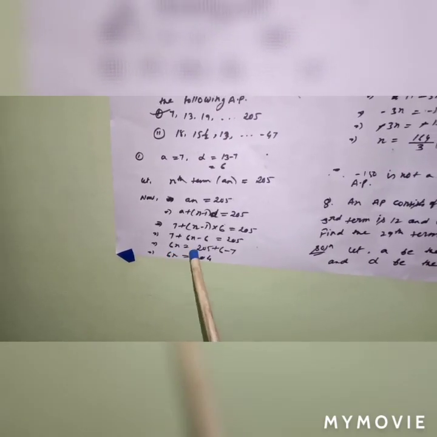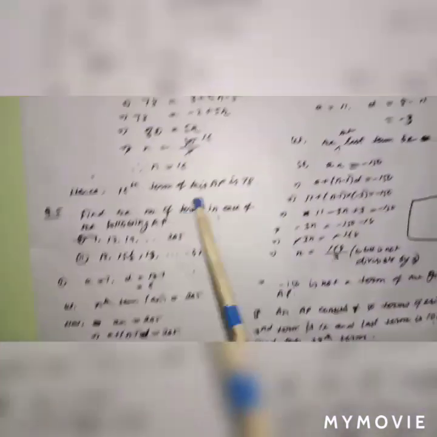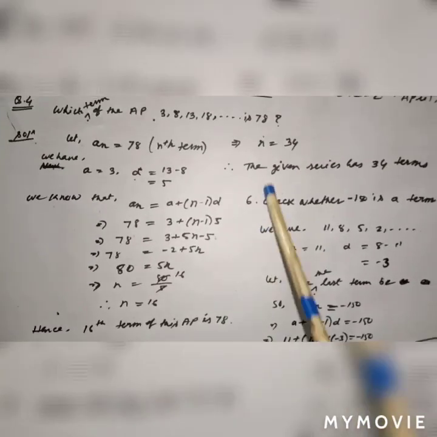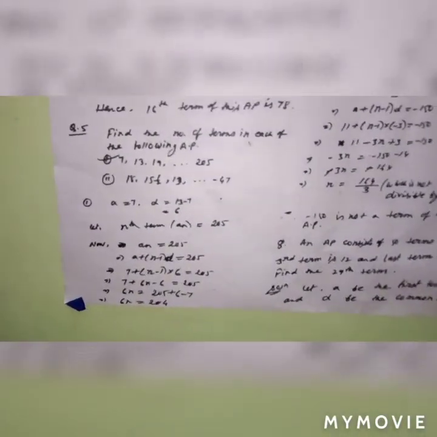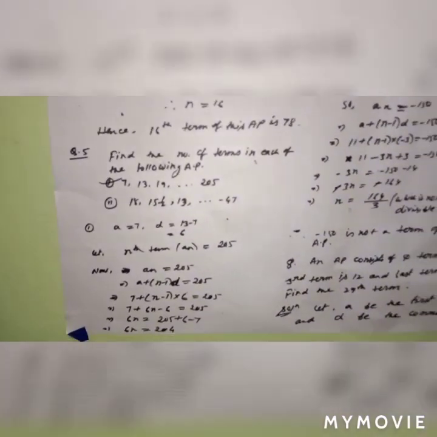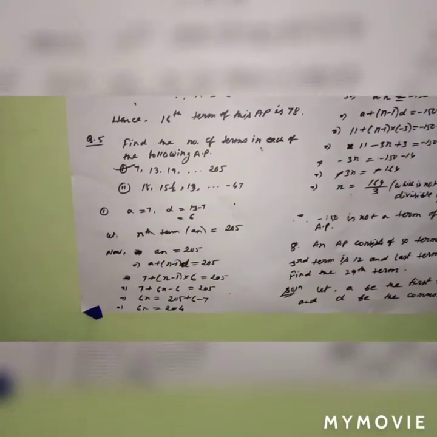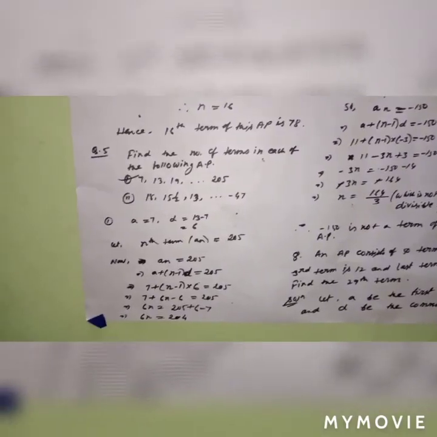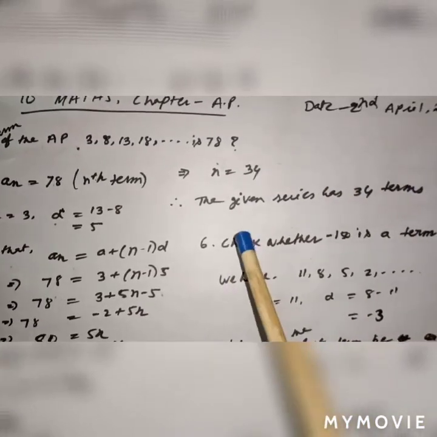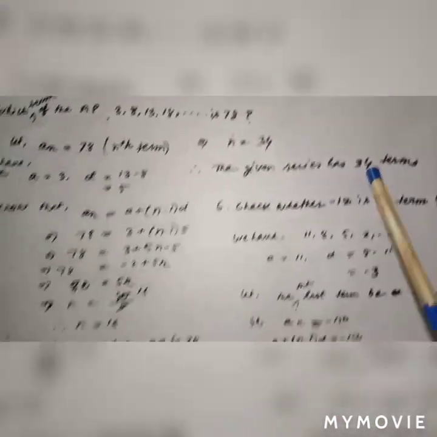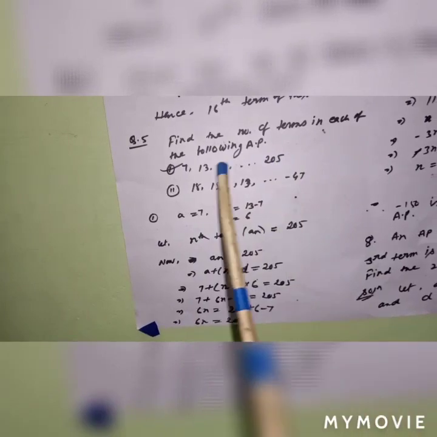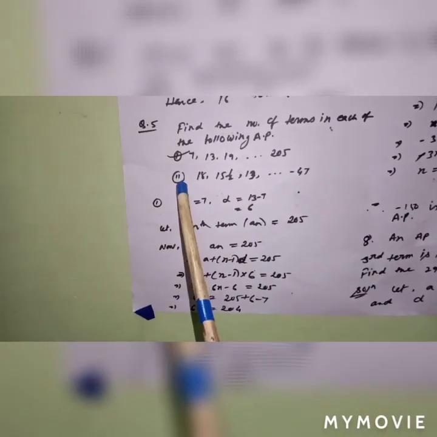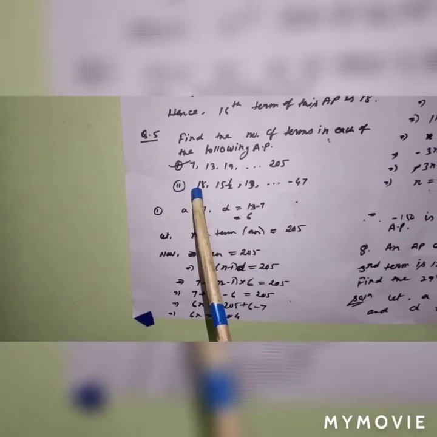Now if you divide 204 by 6, what do you get? n = 34. So this is very easy. They have given the last term, so we took it as n. After that we put in the values of a and d, and we got n = 34. It means the given series 7, 13, 19 ... has a total of 34 terms. Okay, the second one is your homework. You can find it out by yourself.